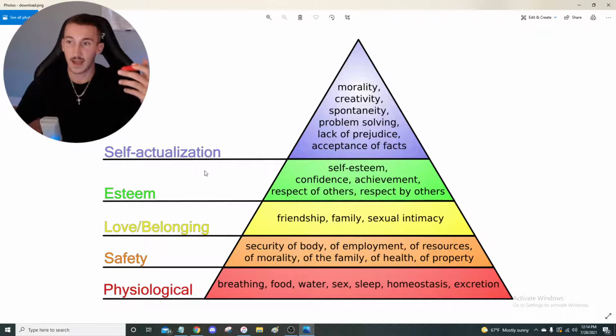We'll start with the top: self-actualization, morality, creativity, spontaneity, problem-solving, lack of prejudice, acceptance of the facts. So with realizing that self-actualization, these are some of the larger portions of that section. And to have a lack of prejudice is very important.